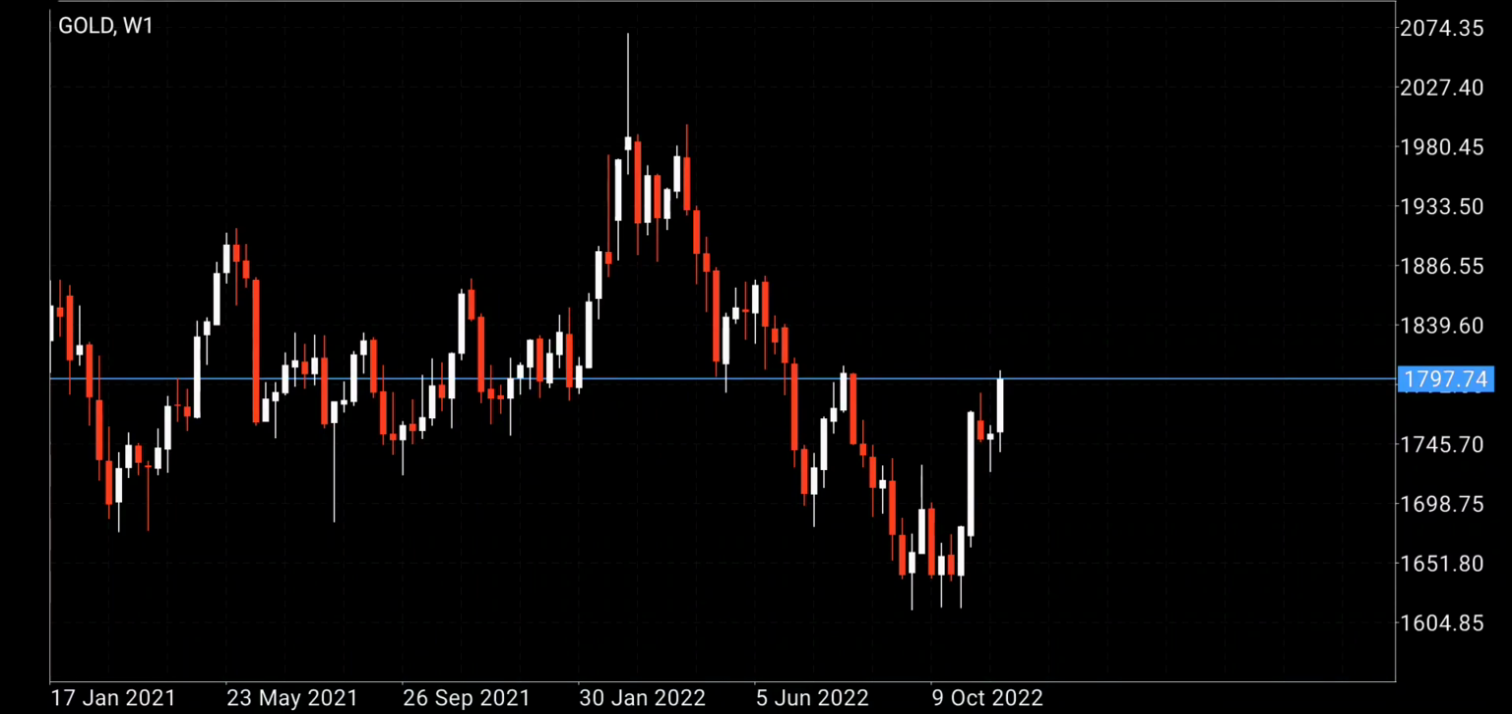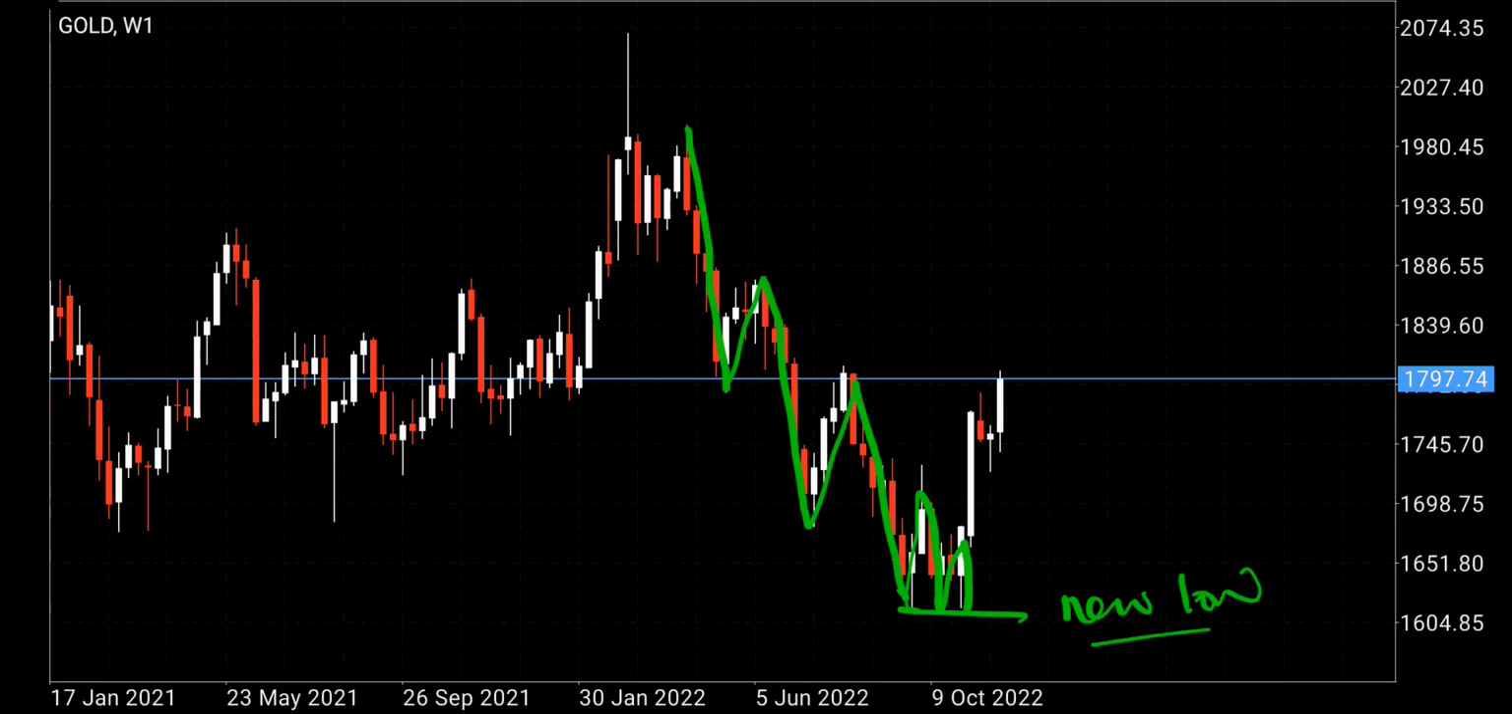Now look at the weekly one. The weekly one is moving down strongly, moving down strongly. All of a sudden the price is playing here. It's failing to make a new low. So this is when you're saying, hi man, these bears or these sellers are no longer as strong as they were when the price was coming to the downside.